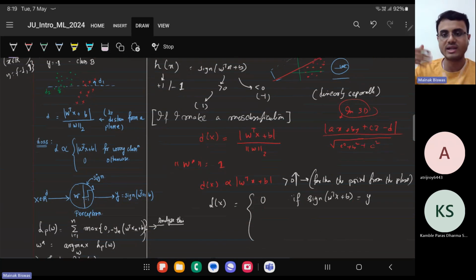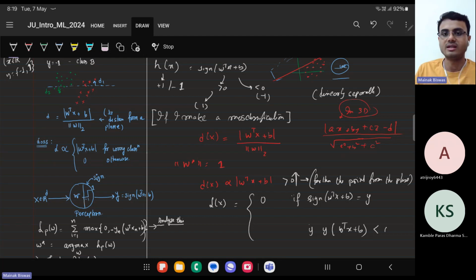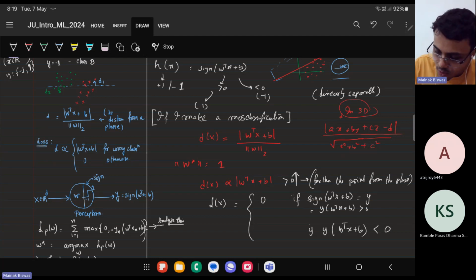I want these points to always be away from the hyperplane in the correct direction. So I'm not going to penalize it. But if it is in the opposite direction, what will I do? If Y into W transpose X plus B is less than 0, right? This is also meaning Y into W transpose X plus B is greater than 0. Yes or no? Yes, if both the signs match.